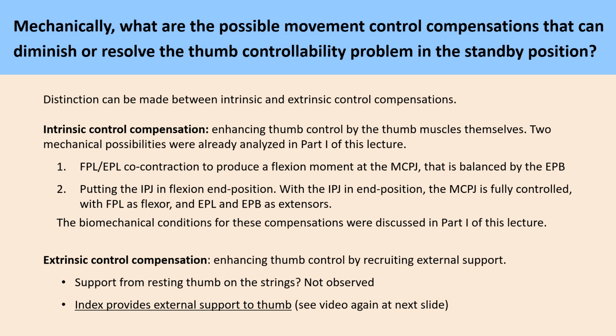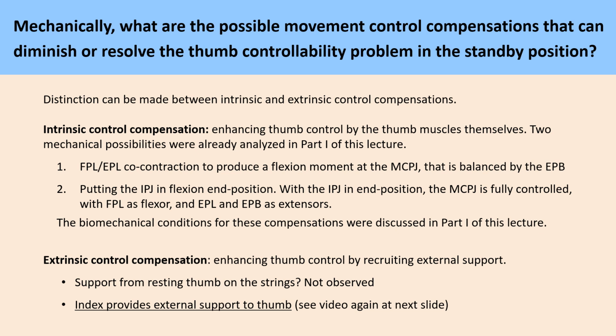FPL-EPL co-contractions to produce a flexion moment at the MCP joint that is balanced by the extensor pollicis brevis, putting the IP joint in its flexion end position. With the IP joint in its end position, the MCP joint is fully controlled, with the FPL as flexor and the EPL and EPB as extensors. The biomechanical conditions for these compensations were discussed in part 1 of this lecture.